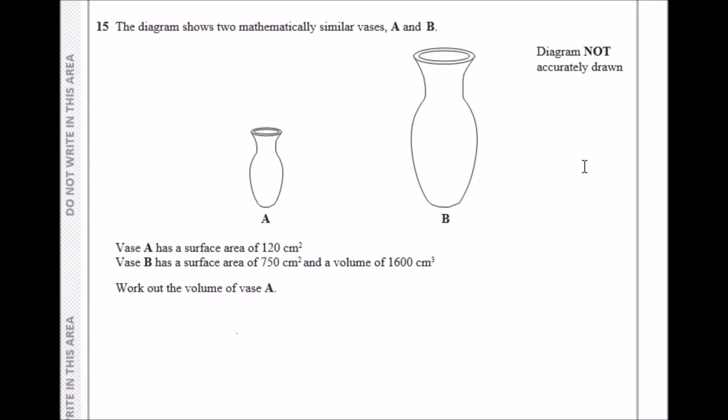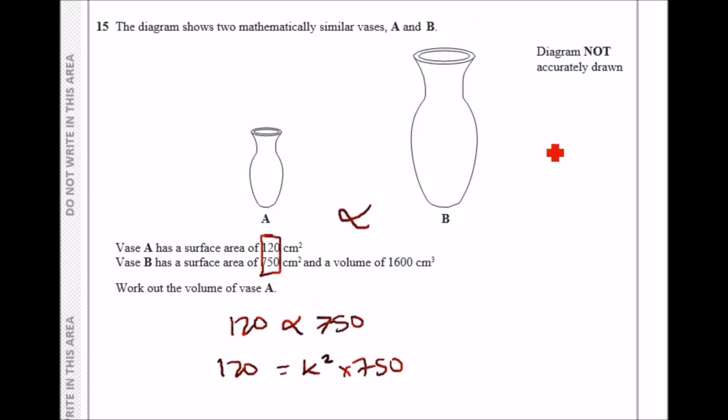Okay, so looking back at this question one more time. Because the statement says mathematically similar vases, we can say that A is directly proportional to B. In terms of area, the square of A is directly proportional to the square of B. So let's put this in maths terms here. Working with surface areas, because that's what they have in common, and this is an area equation, we can say that 120 centimeters squared is directly proportional to 750, or we can say 120 equals k squared times 750. Why do we put k squared instead of just k? This is because we're working with areas.